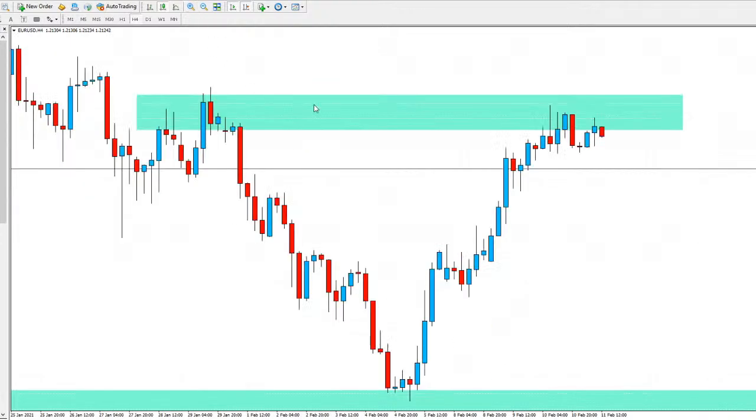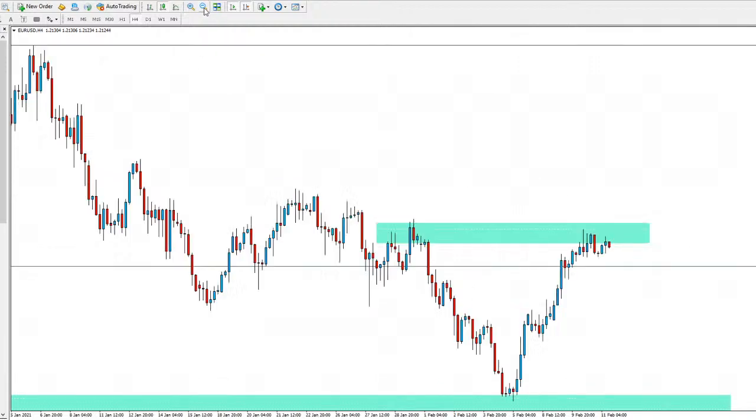EUR/USD, similar thing to this one. We did see price slowing down in momentum, and then we saw that nice bearish engulfing at this resistance. Price looks like it's retesting it again. Similar to AUD/USD, as long as we hold this resistance level and we see rejection, we could probably be expecting a move to the downside for EUR/USD.